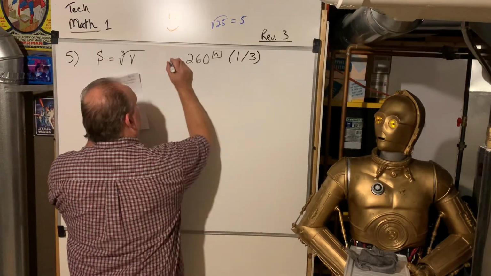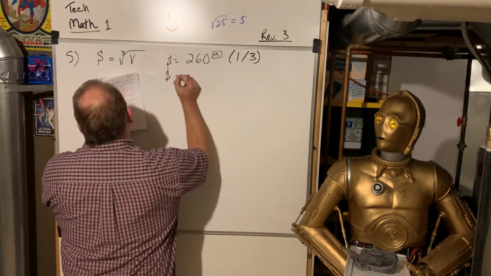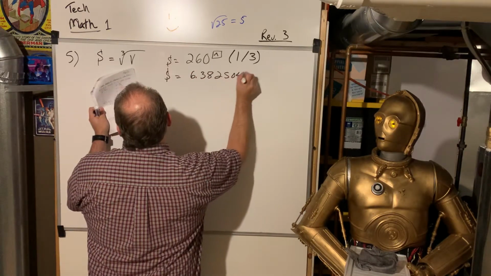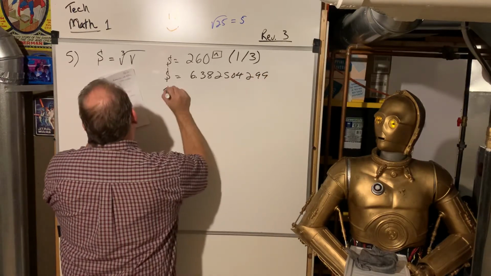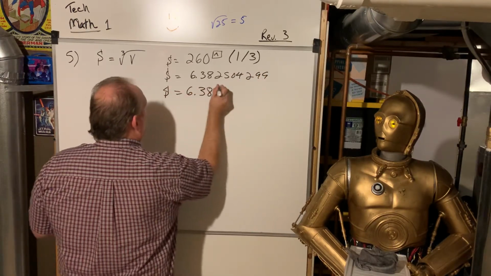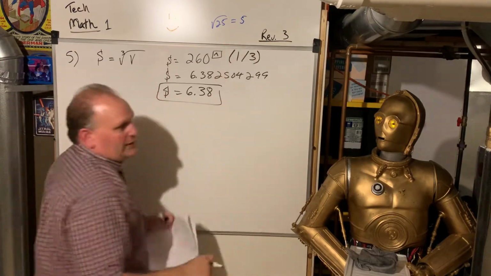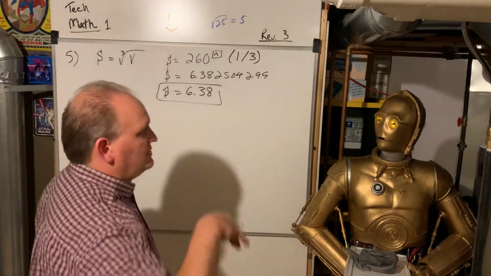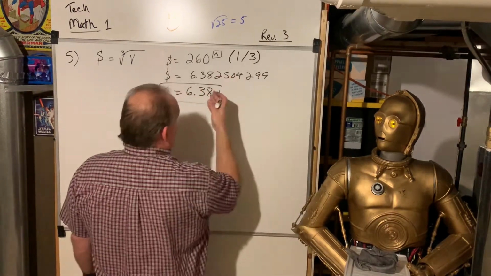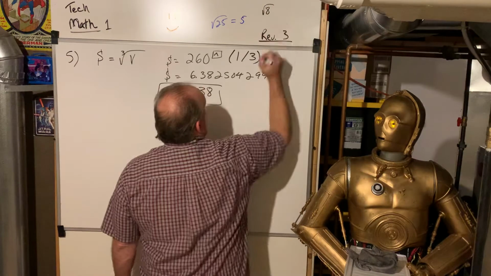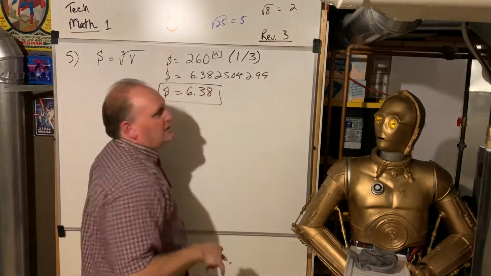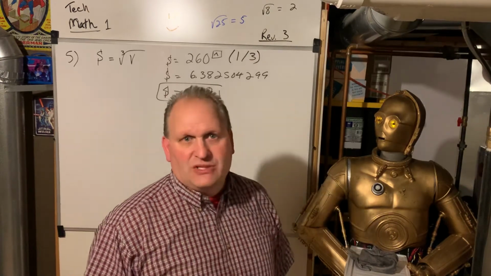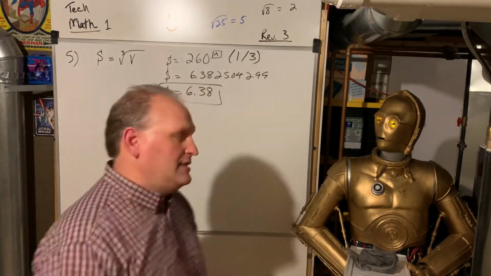That turns out to be S is equal to 6.382504299, and so S is equal to 6.38. Again, the cube root, in the same vein as a square root, is asking what number times itself gives you that number. A cube root is asking what number times that number times that number gives you that number. So like the cube root of 8 is 2, because 2 times 2 times 2 is 8. So it's the same concept as square root, but with 3 numbers instead of just 2 numbers.